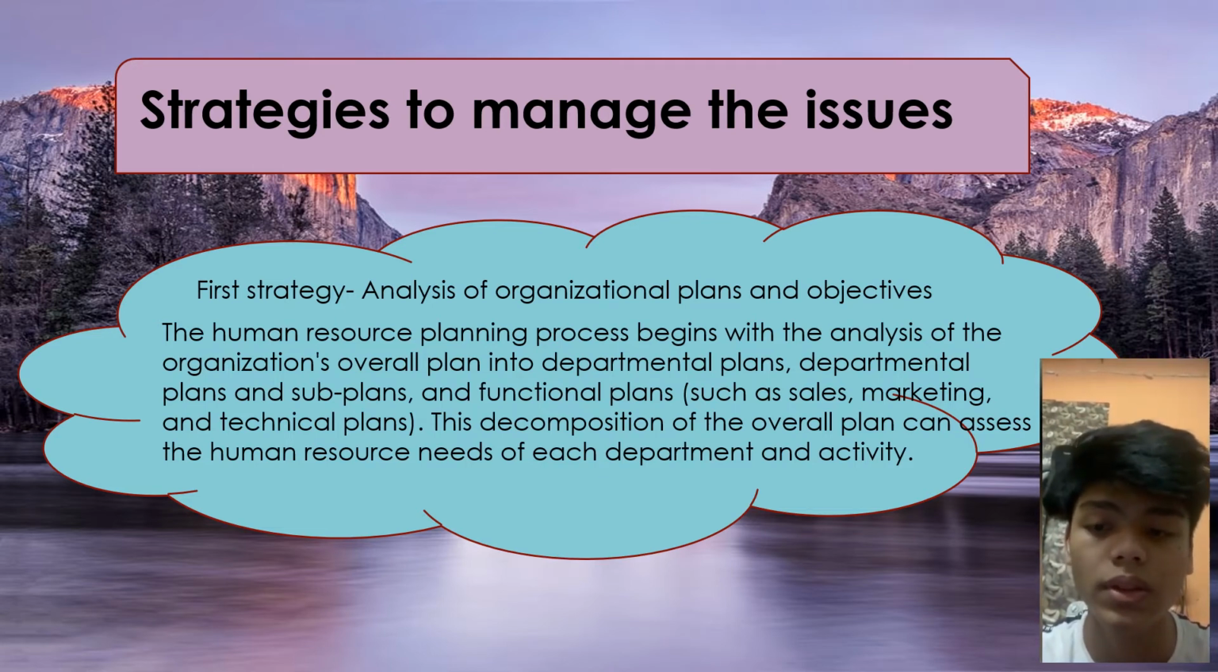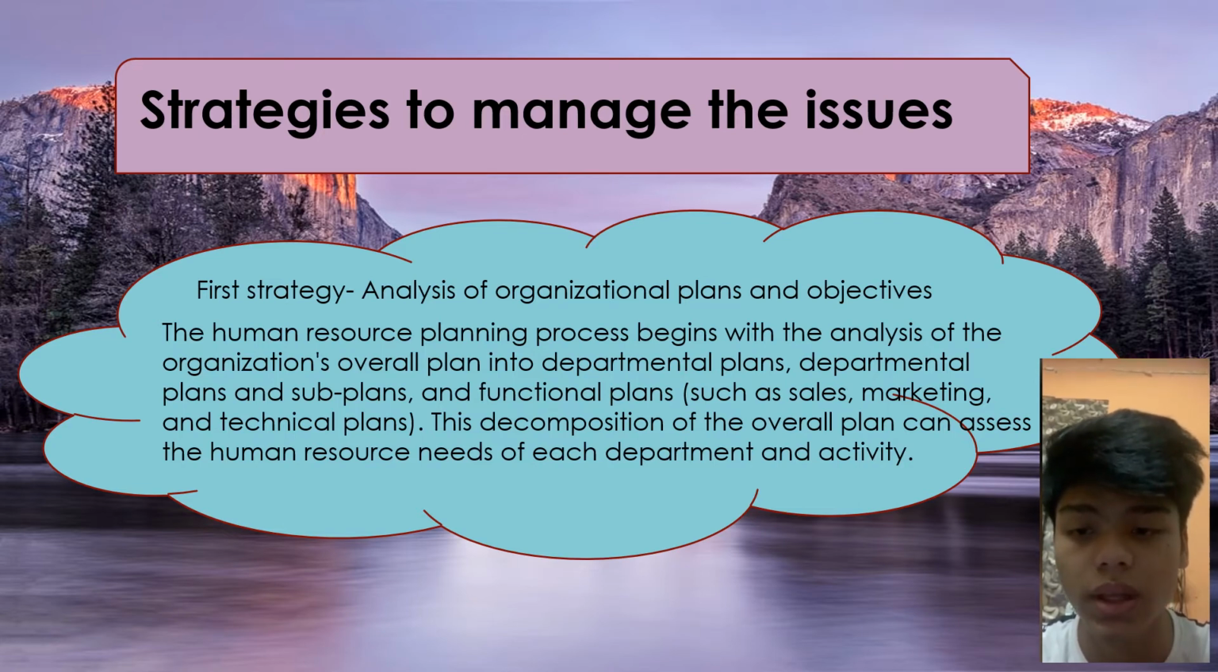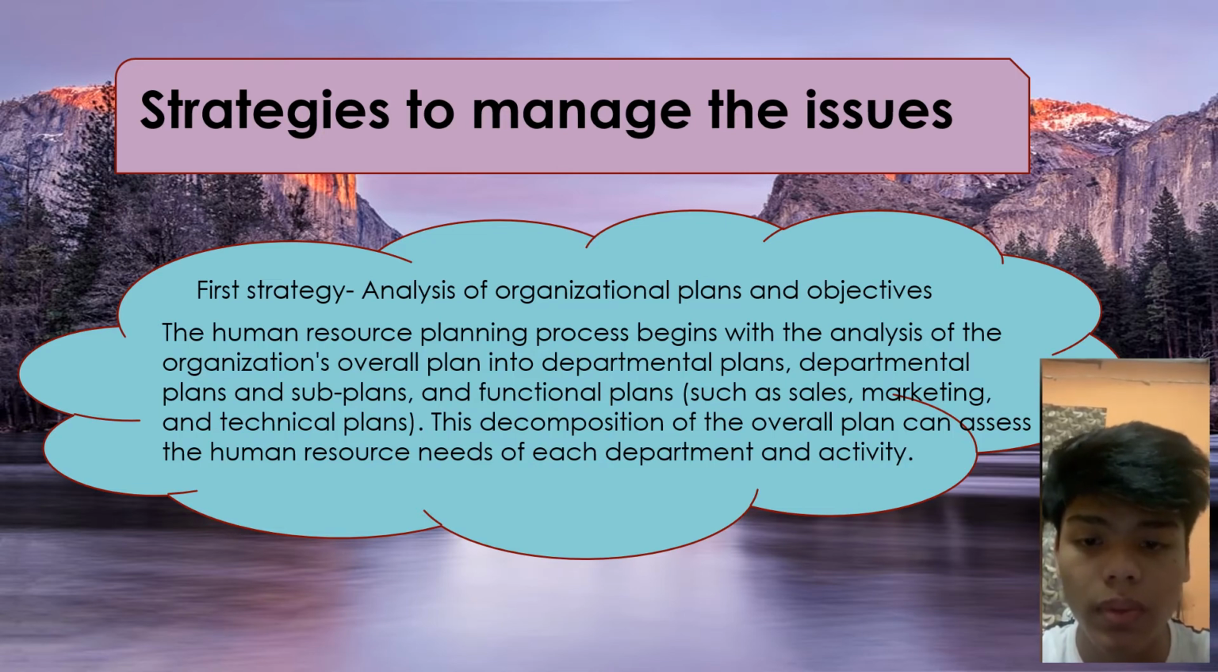For the first issue, analysis of organizational plans and objectives. The human resource plan is a part of the overall plan of the organization. The human resource planning process begins with the analysis of the organization's overall plan into departmental plans and sub-plans, and functional plans such as sales, marketing, and technical plans. This decomposition of the overall plan can assess the human resource needs of each department and activity.